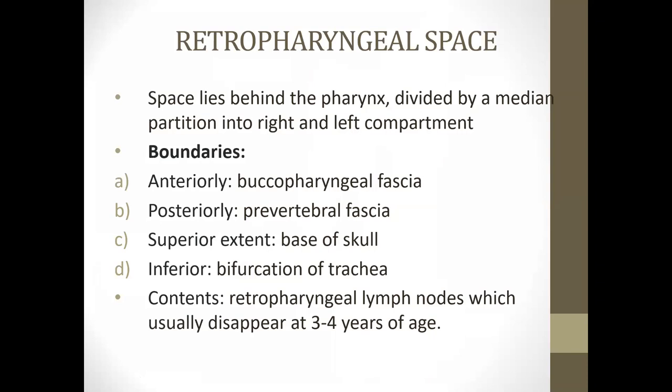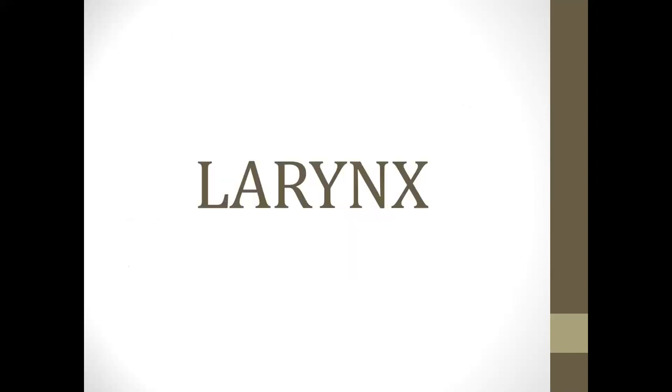The other space that you have to know is called the retropharyngeal space. That is the space that is found behind the pharynx, and it's divided in the midline portion by the median raphe. We say the median raphe is the attachment for all your constrictor muscles. And anteriorly is bounded by the buccopharyngeal fascia. The buccopharyngeal fascia, as we saw, is the fourth layer of your pharynx, and posteriorly by the prevertebral fascia. It extends from the skull base to the bifurcation of the trachea, and it contains the retropharyngeal nodes, which may disappear by the age of 3 to 4 years.